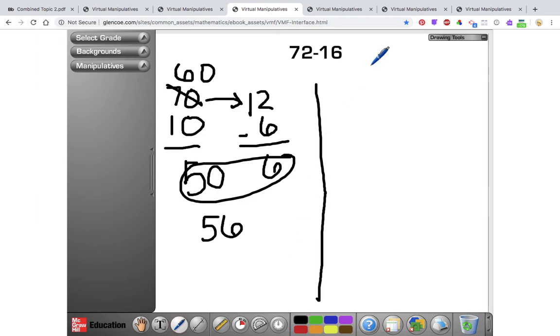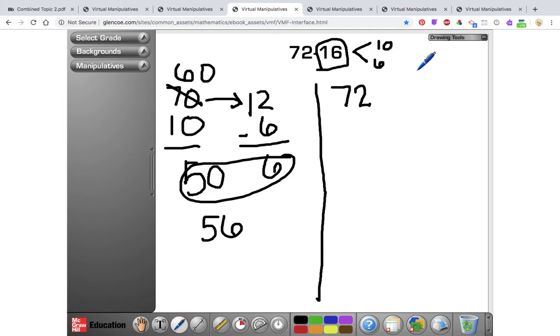Okay, now let's try it where I just break apart one of the numbers. So looking at this one, I'm not going to change my first number. If I'm breaking apart just one of my numbers, I'm always going to break apart that second number, the number that I'm subtracting, which would be 16. So 72 stays the same. 16 breaks apart into what two numbers? It should be a 10 and a 6.